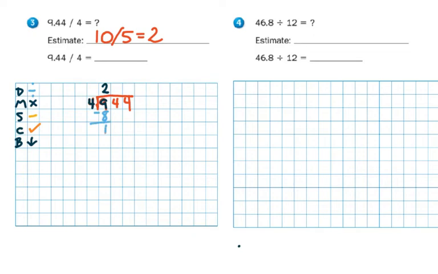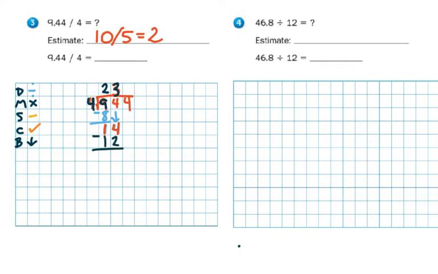Subtract. 1 is smaller than 4, bring down the 4. How many 4s are there in 14? There's 3, so go ahead and multiply then. 3 times 4 is 12.